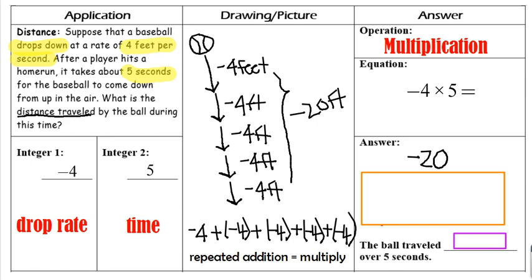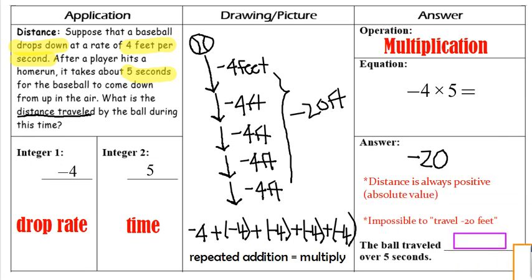However, that is not going to be our final answer because this problem is asking us about distance. And we know that distance is always positive. It can never be negative. It's impossible to travel negative 20 feet. And again, because of absolute value, distance is always positive. So for our final answer, we should say that the ball traveled a total of 20 feet over 5 seconds. It has to be positive 20 because again, distance can never be negative.